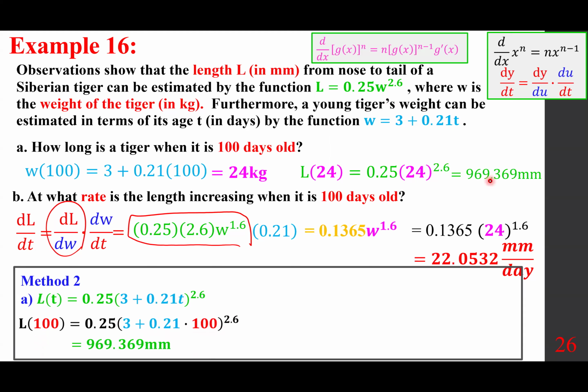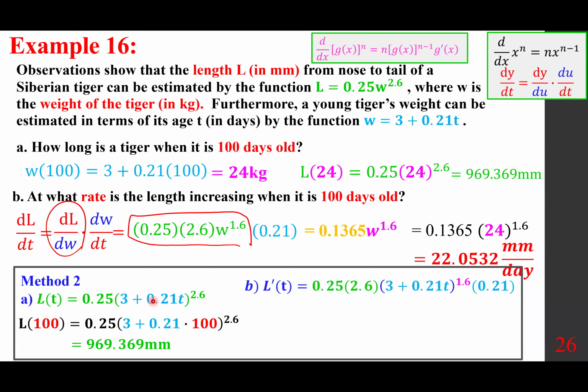So in this case, you recognize that finding the composite function wasn't too difficult. If it is, you have to go that route. In some instances, this is easier. The second part, the dL/dt or L prime of t. How do we differentiate this? The extended power rule. So 0.25 remains times 2.6 times the same thing to the power of 2.6 minus 1, which is 1.6, times the derivative of the inside, which is 0.21.